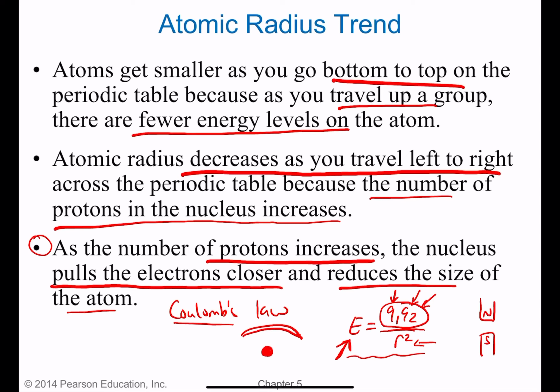And that's why it decreases as you go from left to right. Each element going from, for example, carbon, which has 6 protons, to nitrogen with 7 protons, and oxygen with 8 protons, is progressing left to right: carbon, nitrogen, oxygen. Oxygen has more protons than carbon. Because it has more protons, it has a stronger Coulombic attraction on its outermost electrons, making oxygen a little bit smaller than carbon.